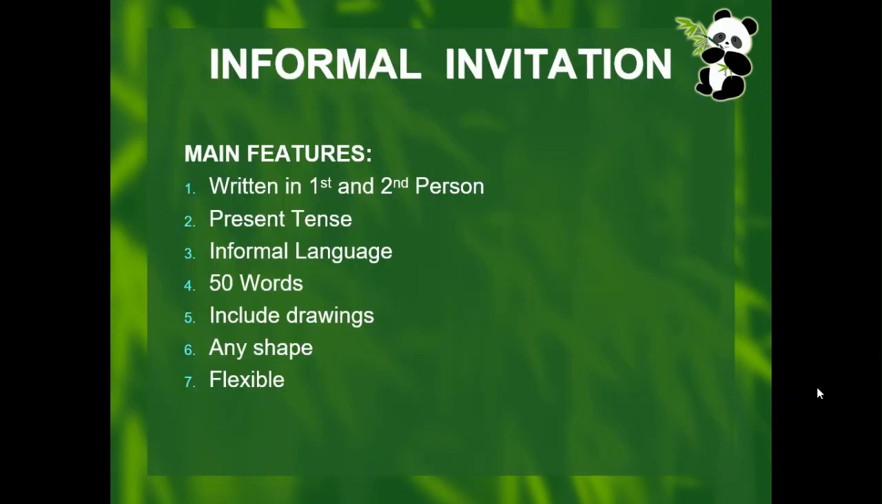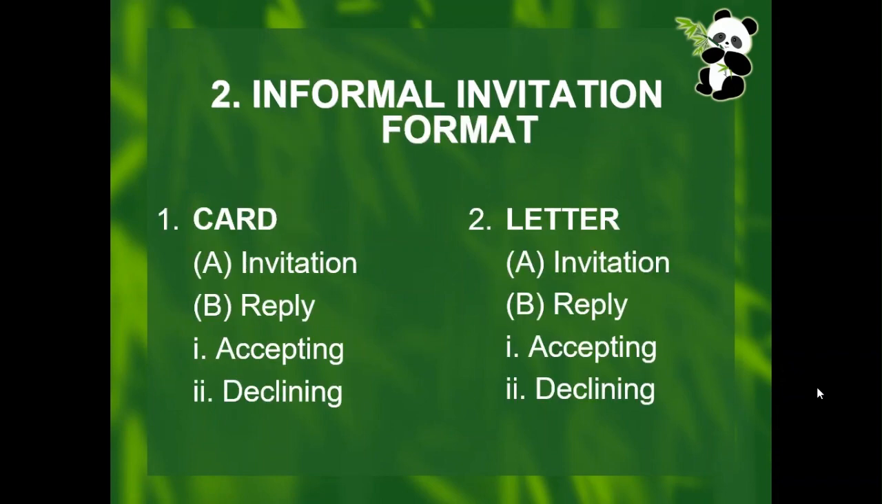Now let's go on to the informal invitation. These are very informal. It's written in first and second person using the present tense. 50 words, and you could do anything. You could decorate. It could be any shape, size, and it's very, very flexible. Again, likewise, it also has two formats, one in a card form, the other one in a letter. The card again for a mass, letter for few people.